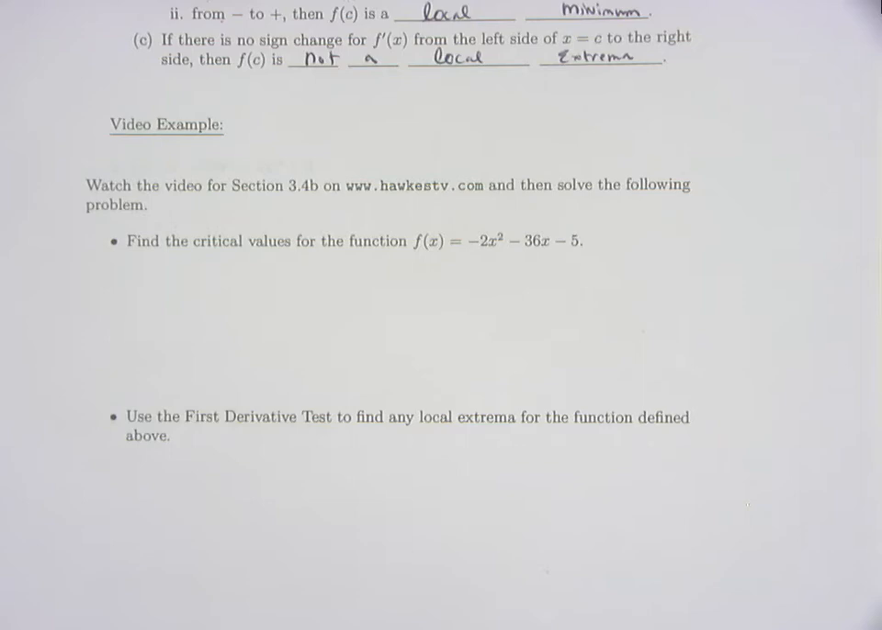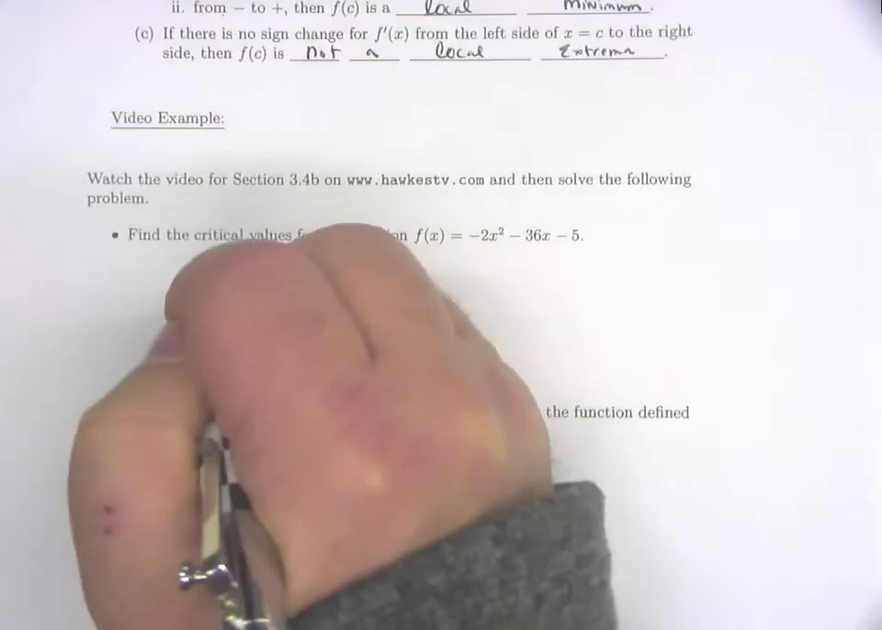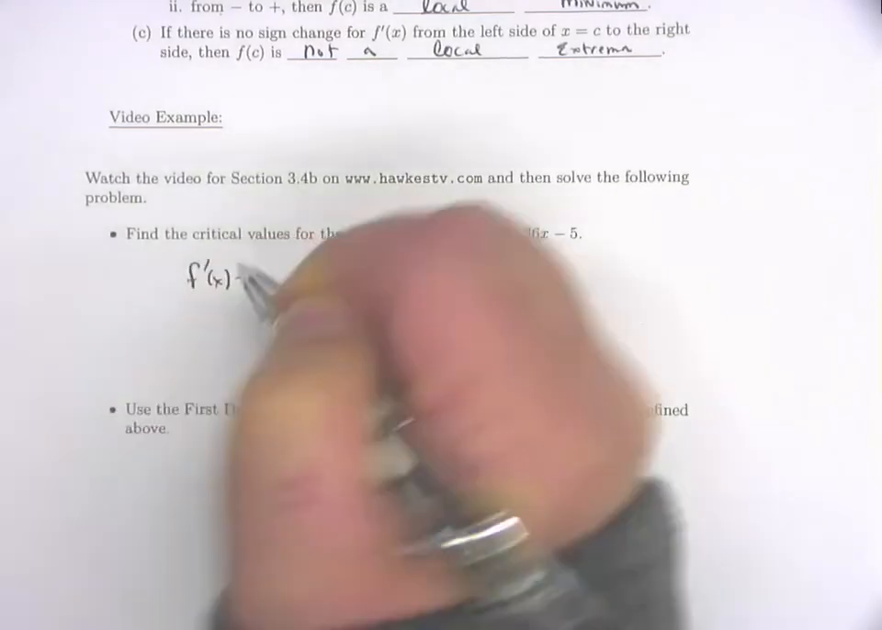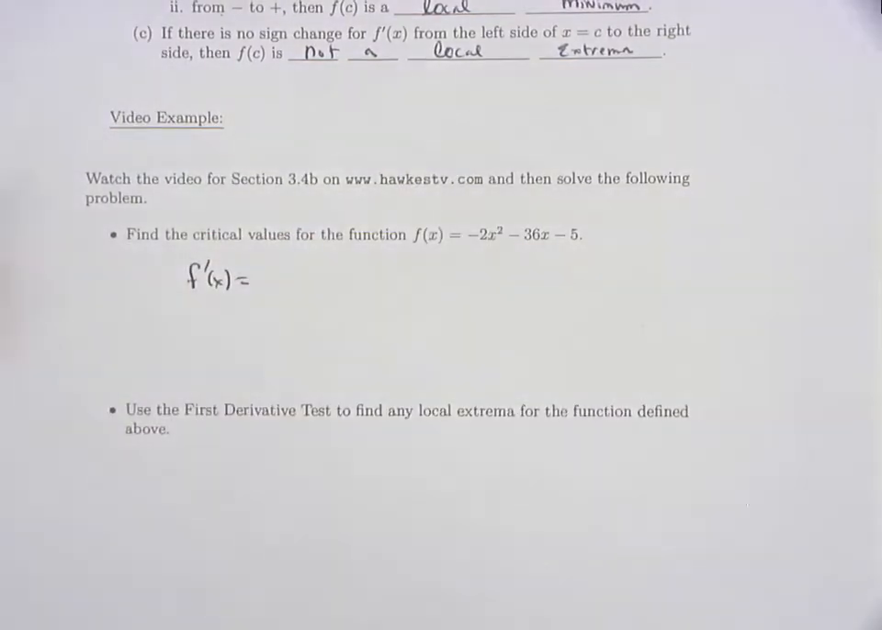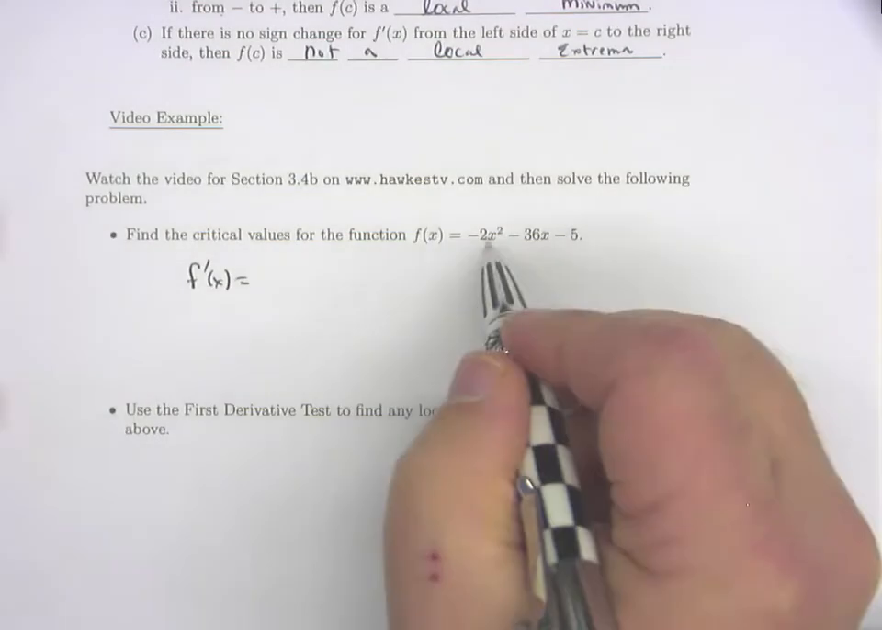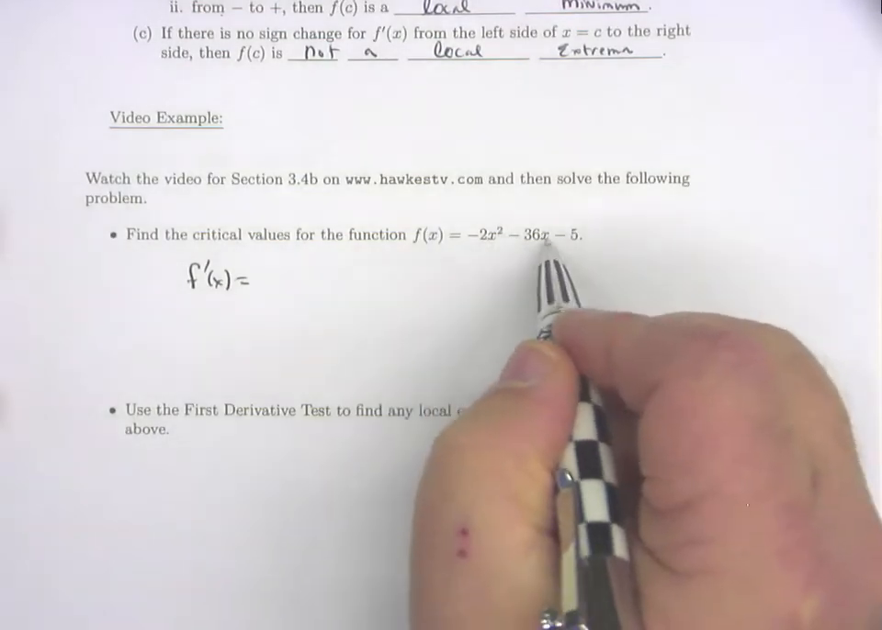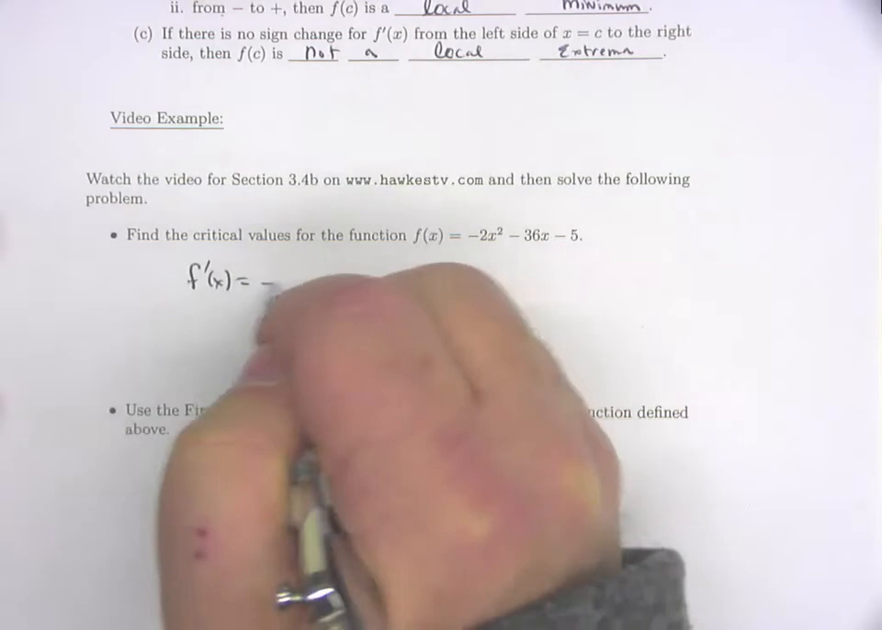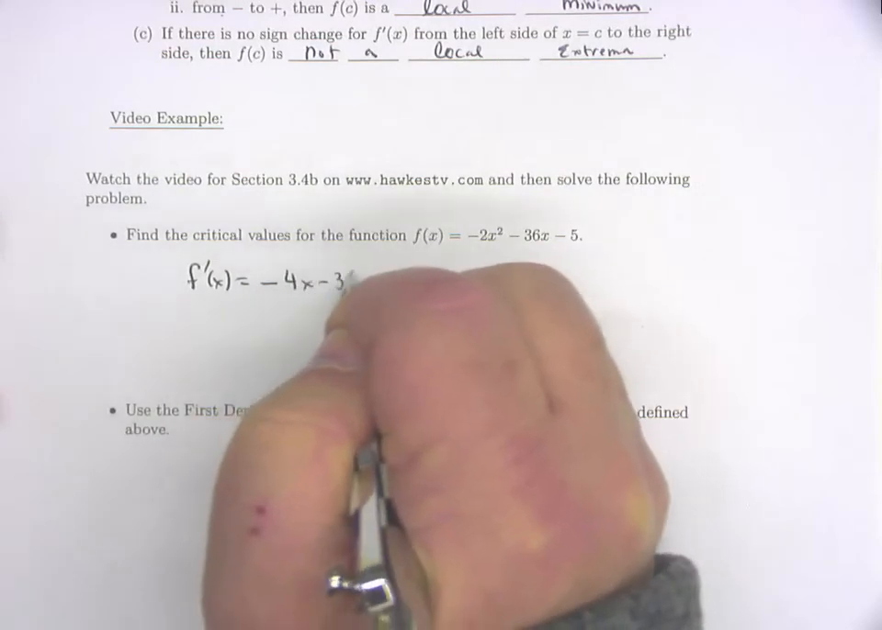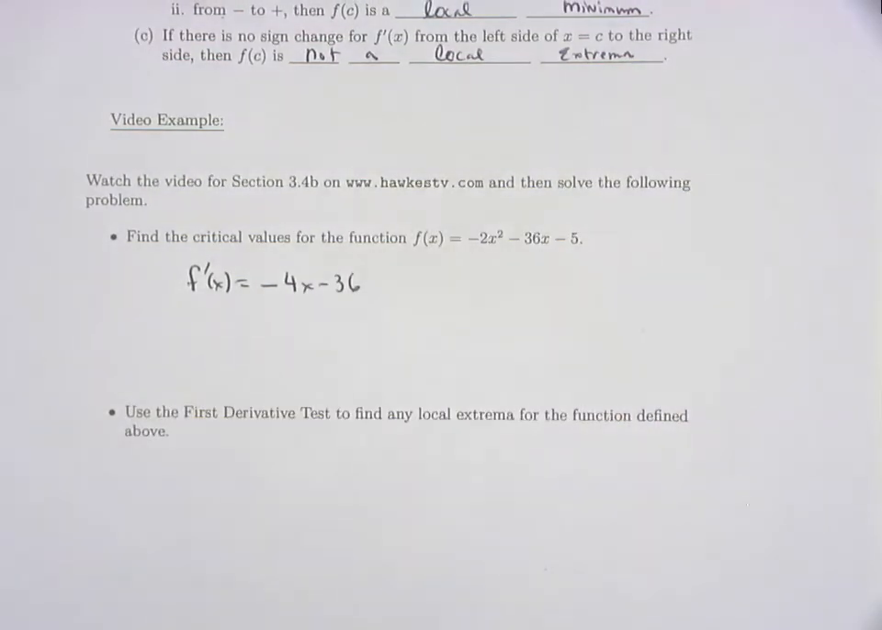Okay? So here we go. Critical values, and this is now terminology stuff. To find critical values, first thing I'm going to do is take my derivative, set it equal to 0 to solve, and look for where the derivative doesn't exist at. Well, what's the derivative of this guy? Derivative of negative 2x squared minus 36x minus 5 is minus 4x minus 36. There's my derivative. Negative 4x minus 36.